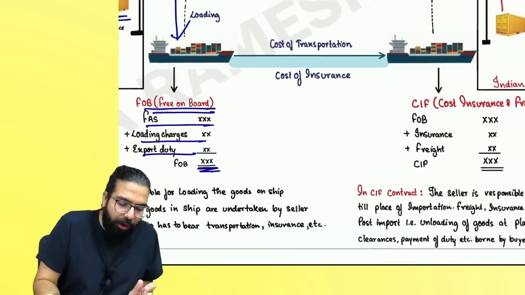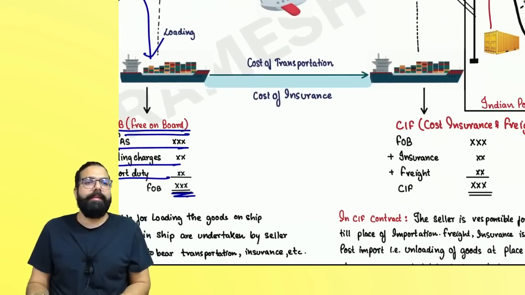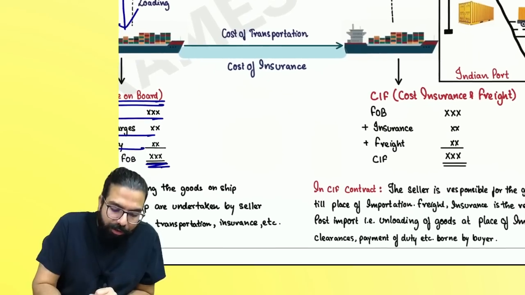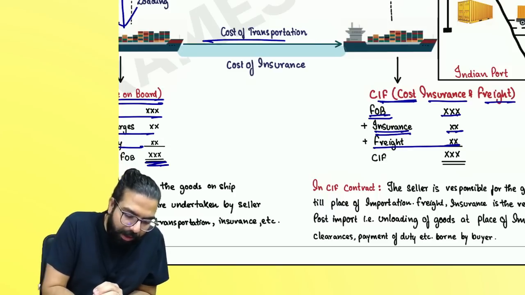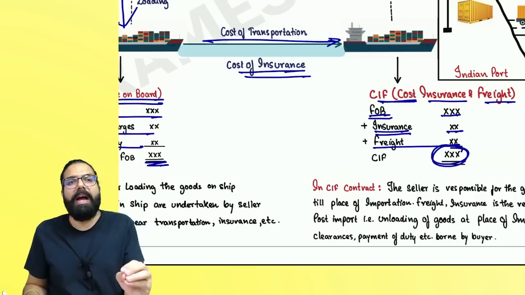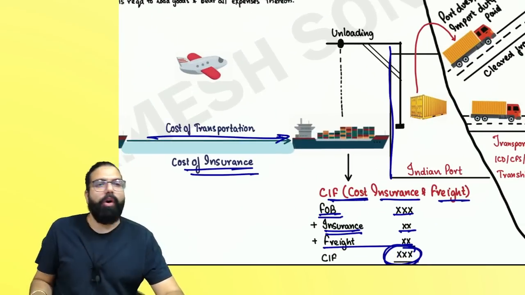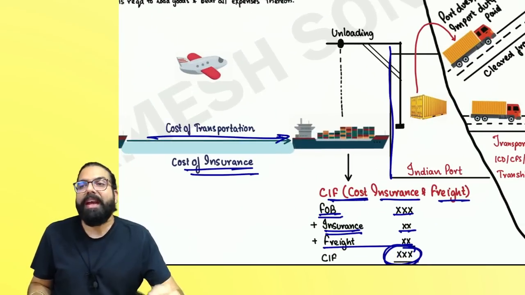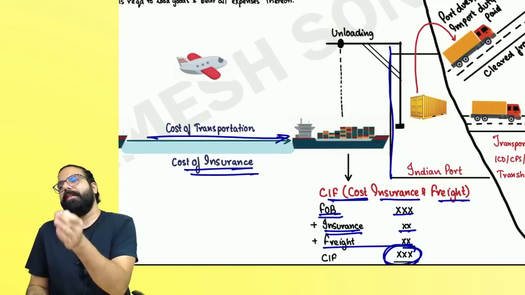Now, if I have contacted one person and he told me, sir, I will give you a CIF price, then CIF price means the FOB price including the insurance and the freight, which is nothing other than FOB plus the insurance cost, plus whatever is the on the way cost of transportation. With cost of insurance included, it will give me the CIF, cost, insurance and freight, and the goods will reach India. Always remember one thing, CIF is the assessable value on which you are required to pay the custom duty.